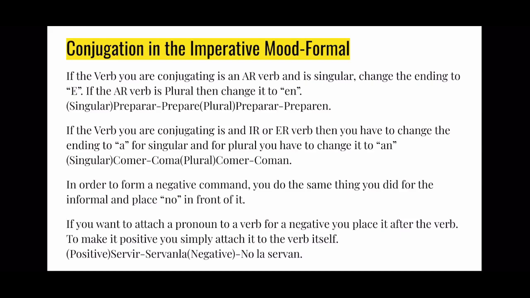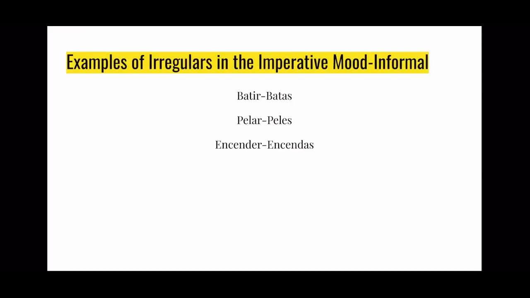And if you want to attach a pronoun to a verb for a negative, you place it after the verb, and to make it positive, you simply just attach to the verb itself. So for the positive, we have the verb servir, and you would just make that sírvanla. So you would just attach it straight to it. And then for the negative, you would just say no la sirvan.